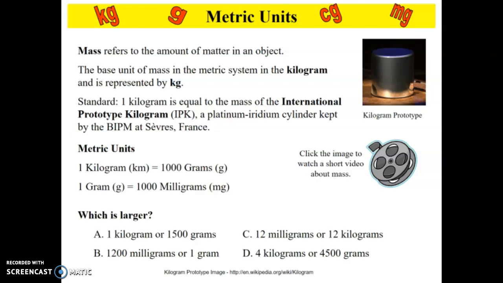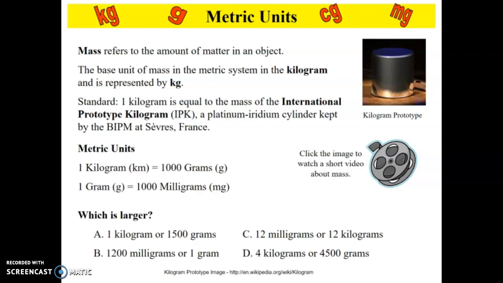Similar to length, we have our big metric units. We have kilograms to grams and grams to milligrams. Really in this class, that's all that we're going to be focusing on. So a kilogram is 1,000 grams, dealing with much simpler numbers, which is much easier to remember than the standard units that we use here in the U.S. And 1 gram is 1,000 milligrams. So notice the units. A kilogram is kg, gram is just g, which we should have been using on a lot of graphs so far, and milligram is mg.